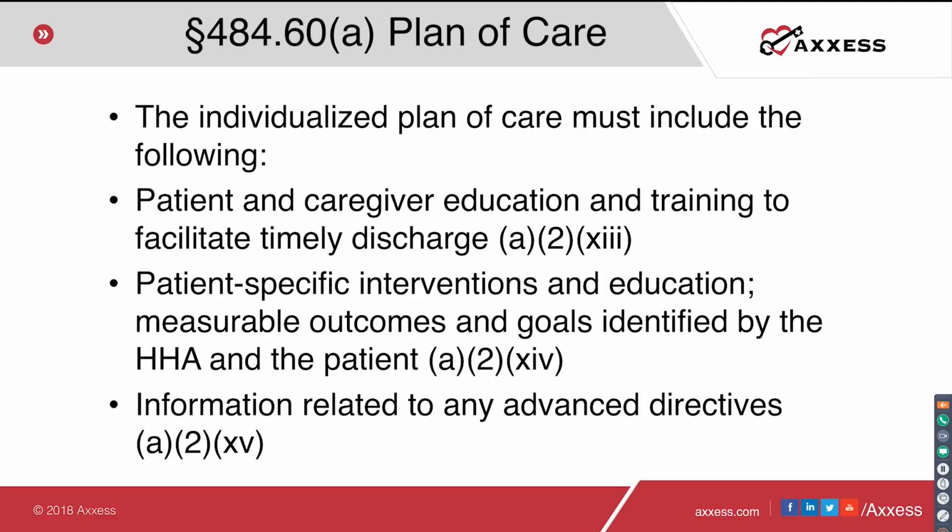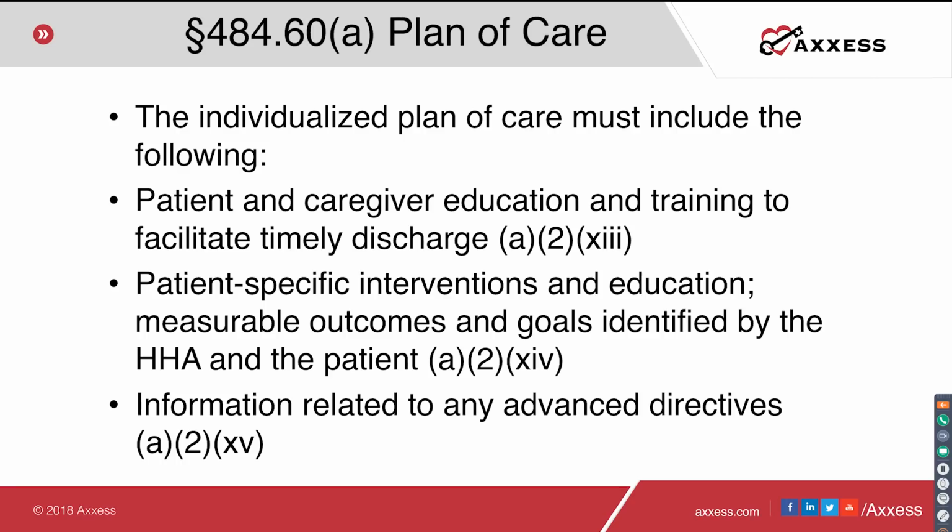We also see that patient-specific interventions and education has to happen. Measurable outcomes and goals need to be identified by the agency and the patient, and that's going to flow over on the plan of care as well. And again, you're going to see this over and over where it says patient-specific or individualized. That tells you just how important that is for CMS and for your surveyors.